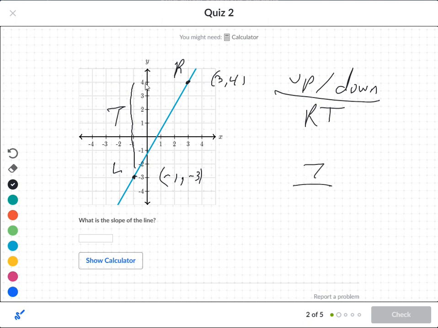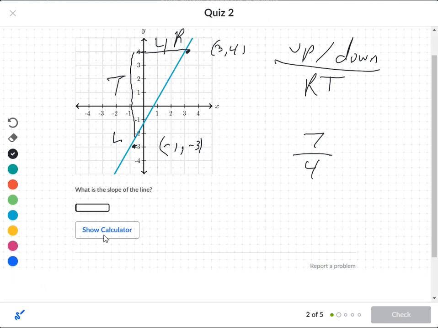Now I want to move across: 1, 2, 3, 4. So I get 7 over 4. Let's check this. We're going to go up 7, and then we're going to go to the right 4.